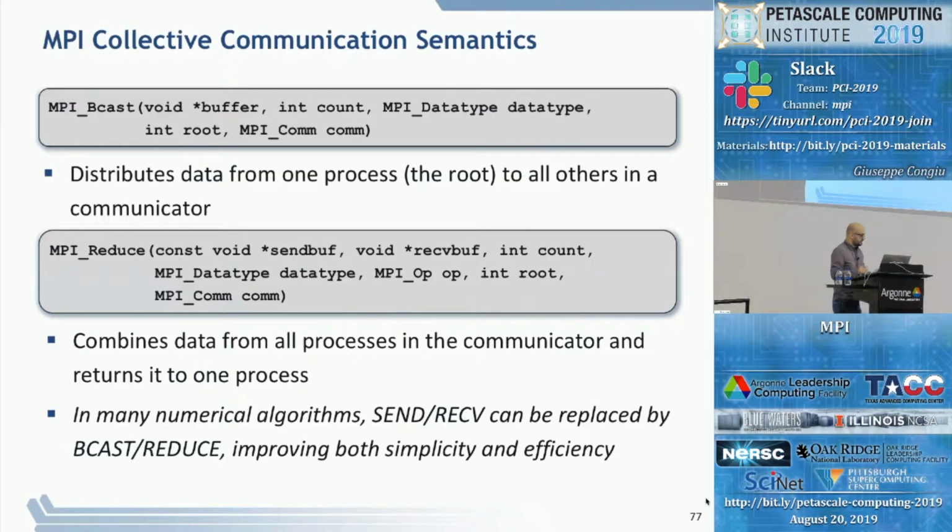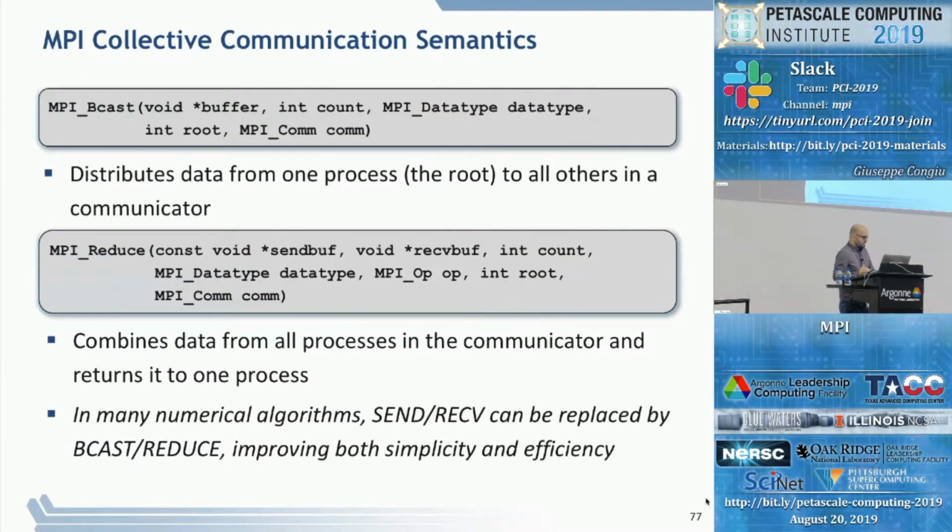So I told you that there are some differences between collective operations and point-to-point operations. The first is that collective operations have no tag argument. In this slide, I have 2 examples of collective operations. The first is MPI bcast, which distributes data from one of the processes in the communicator, called the root, to all the other processes in the communicator. The second one is MPI reduce, which combines data from all the processes in the communicator, does some computation on the data, and returns the result to one of the processes, called the root process.